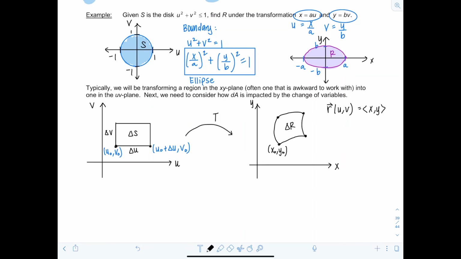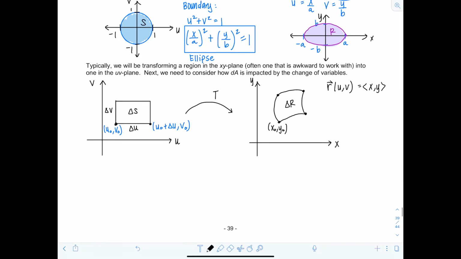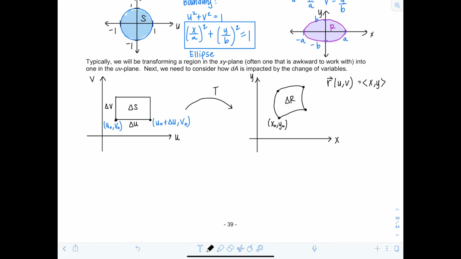All right, so let's think about here two vectors that are going to help me evaluate what delta R is equal to. Remember, I want to see how dA is impacted. Well, I know what dA is in the UV plane. It's pretty easy. It's just a rectangle. But what happens here in the xy plane? So in order to begin my process, I'm going to create two vectors that are going to help me approximate delta R. I'm going to call this vector A, and then this tangent vector here, B. Okay, what are A and B?